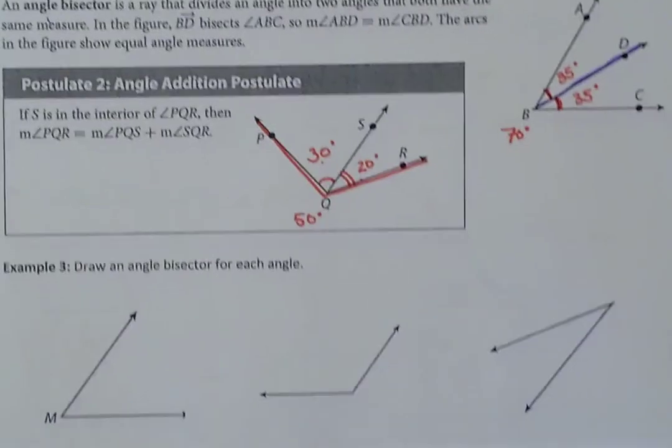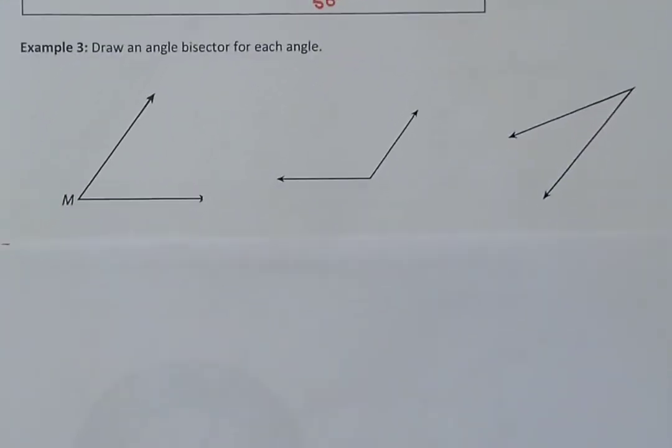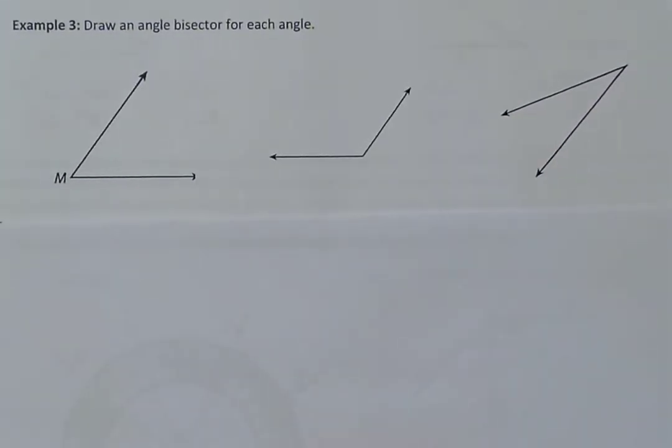So example 3, we have a couple different angles drawn for us. And example 3 asks us to draw an angle bisector for each angle. Now, you could go through and find the technical middle point, and you can do that using a compass and a straight edge and doing a construction. We're not going to worry about the technical exact spot. We just want to make sure that you know what an angle bisector looks like and what it does.